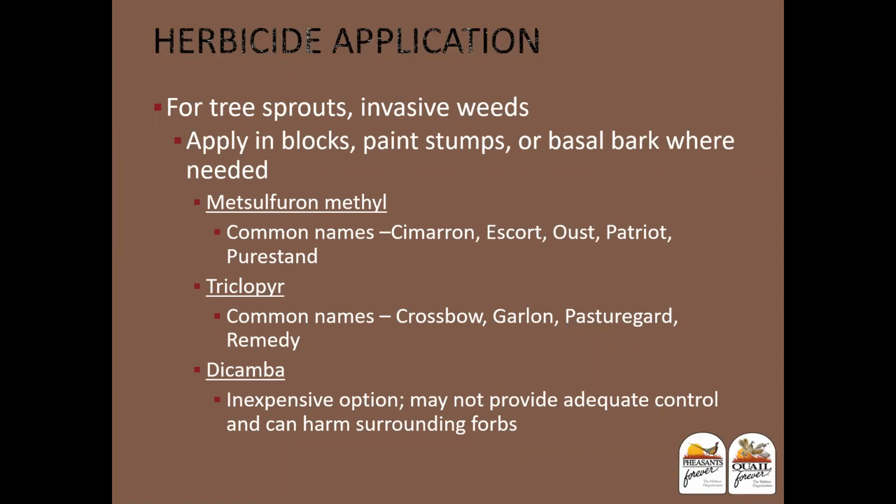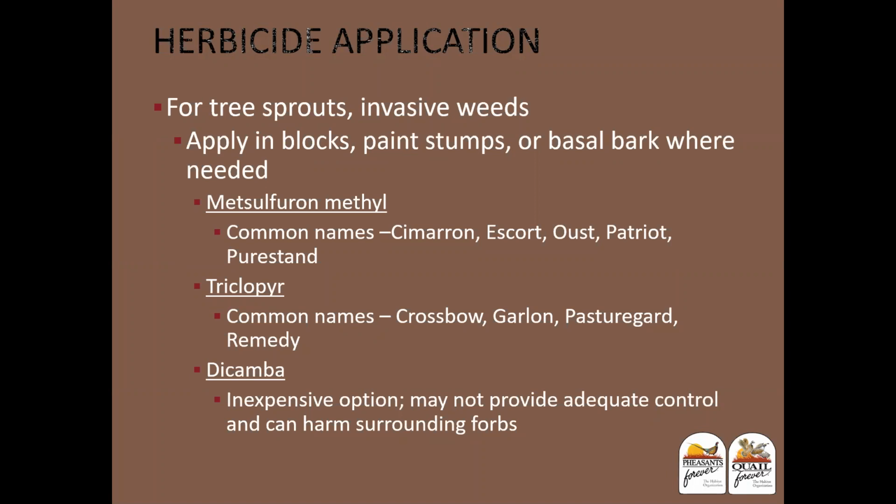So these here are some chemicals that will target more of your broadleaves and woody species. Again, you're always going to want to apply in blocks, so a third or half of the area at a time. Another option is to paint stumps. Painting stumps is a mechanical cut, and then you put the chemical on that stump to prevent any regrowth.